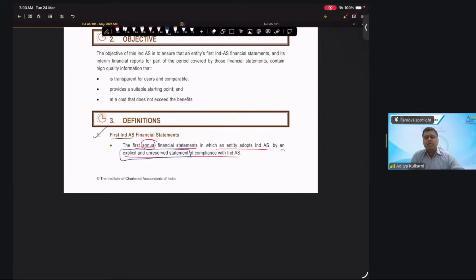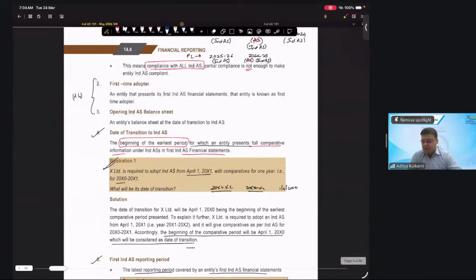That means you cannot say subject to the principles of, let us say, Ind AS 109, all others we have moved to Ind AS. You cannot do like that. It must be all or none. Okay, so it's either all or it is none. You cannot have something in between. So you need to give an unreserved statement of compliance, and that will be your first annual financial statements. So what is important is compliance with all the Ind ASs.